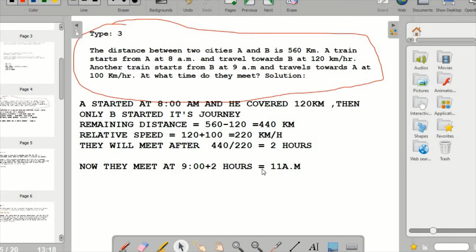So they will meet after how many hours? We have a remaining distance of 440 and we have the relative speed. Our formula is remaining distance divided by relative speed, so it is 2 hours. I wanted to calculate the time. It starts at 9, and we have calculated the time as 2 hours, so we have to add the 2 hours. So they will both meet by 11 a.m.